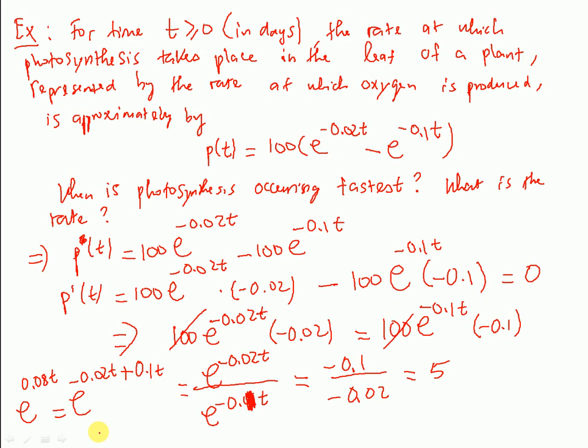Okay. Now eventually we have what? We have e to the 0.08t equal 5. Okay, so let's solve this for t. Now we need to solve for t, right? To find a critical point.